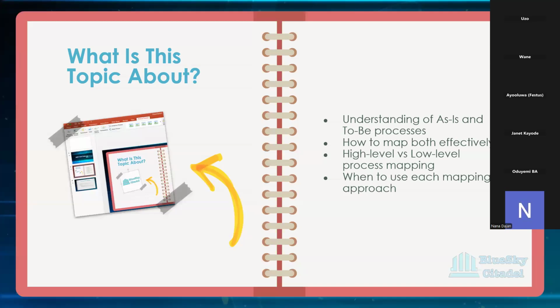So what I'm going to be talking about tonight, we need the foundation of what process mapping is about. When you hear process mapping, what comes to mind? What we are trying to do is map a process. And as a business analyst, when you are employed into an organization, they have a process in place, which is called the as is. When you see as is, it means the current process, and then the to be processes, how to map both of them effectively, high level and low level process mapping. I want to use each of the mapping approaches.